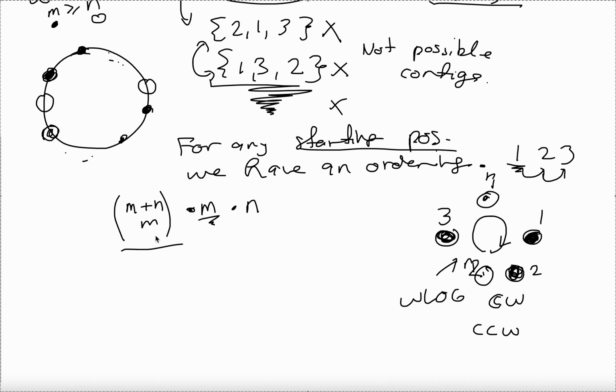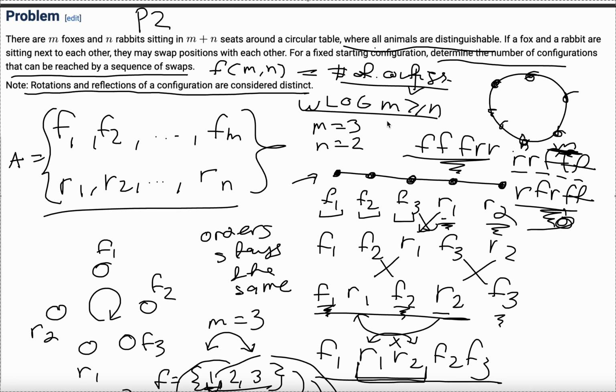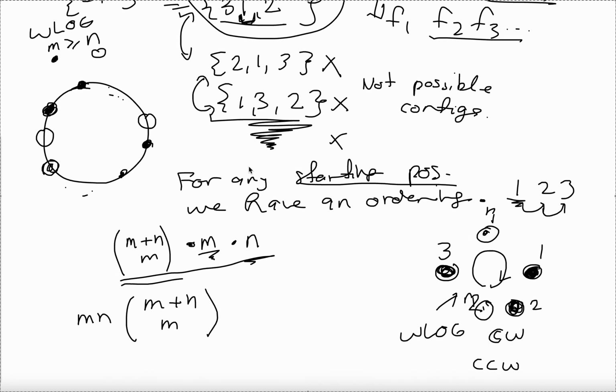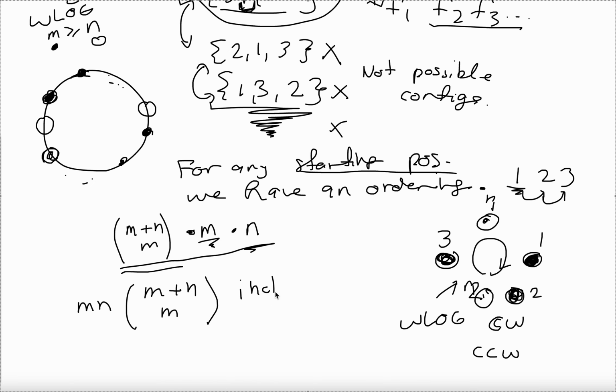So we found the formula right here. The formula is mn times m plus n choose m. And so this will give us the number of possible configurations that can be reached by a sequence of swaps, but it's also including the starting configuration. And we could subtract 1 to not include it, but this just makes it a lot easier. So we'll write mn times m plus n choose m, including the starting configuration.